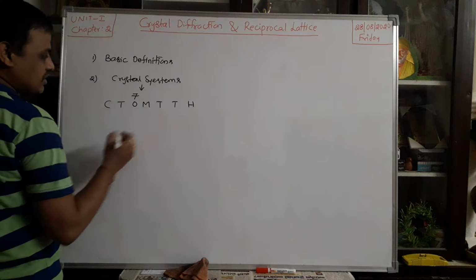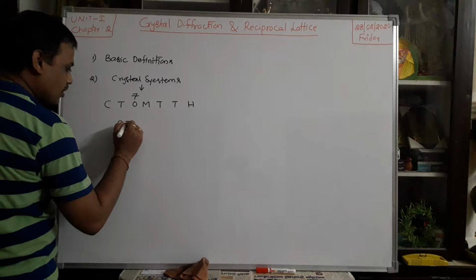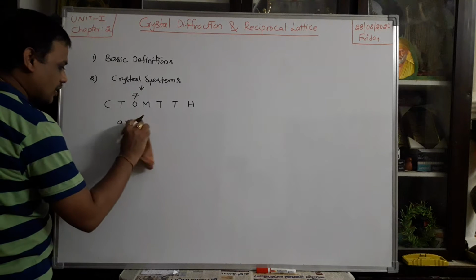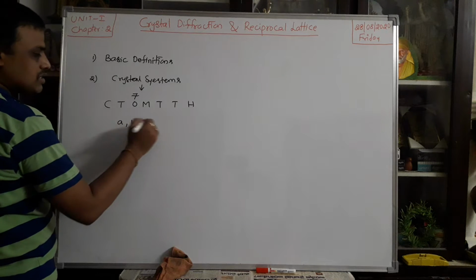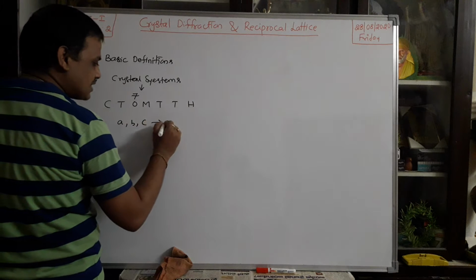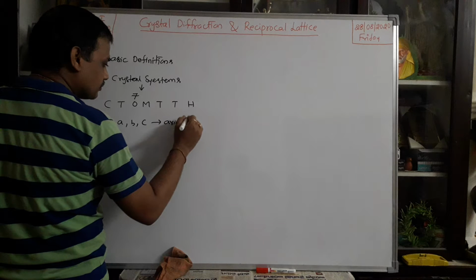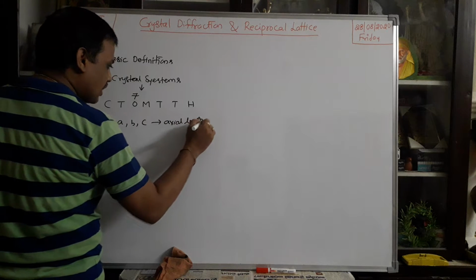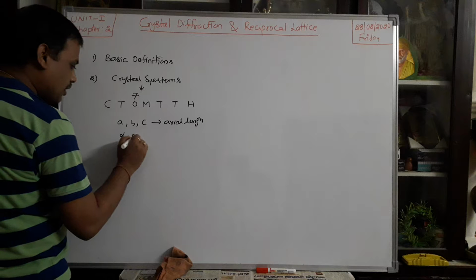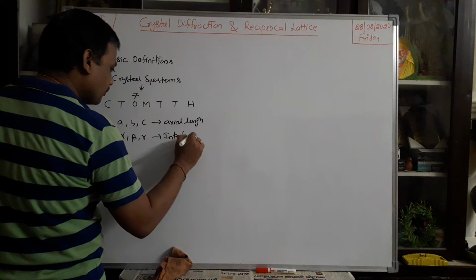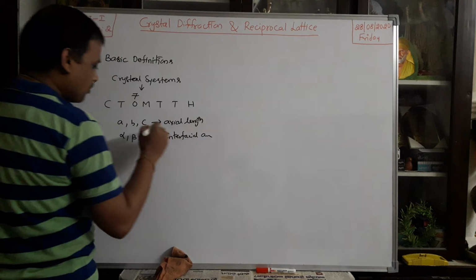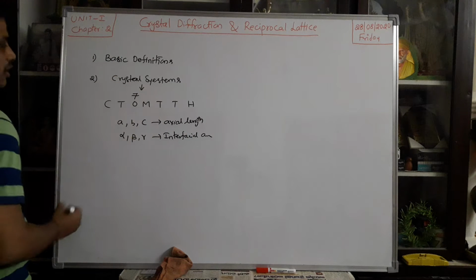These 7 crystal systems are divided based on basic lattice parameters. Those basic lattice parameters are totally 6. A, B, C are according to their axial lengths, and alpha, beta, gamma are called interfacial angles. Based on this, the 7 crystal systems are divided.